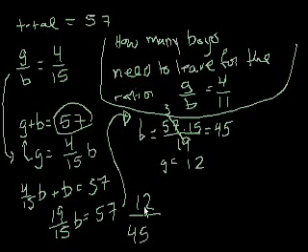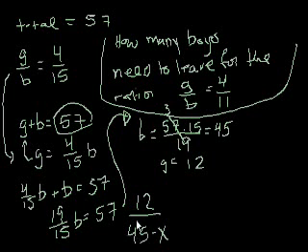Now, the question says how many boys need to leave for the ratio of girls to boys to equal 4 to 11. So this is the number of girls right now, 12. This is the number of boys. Let's say x is the number of boys that need to leave the room. So if x boys leave the room, the new ratio will be 12 girls to the 45 boys minus the x boys that leave, right?